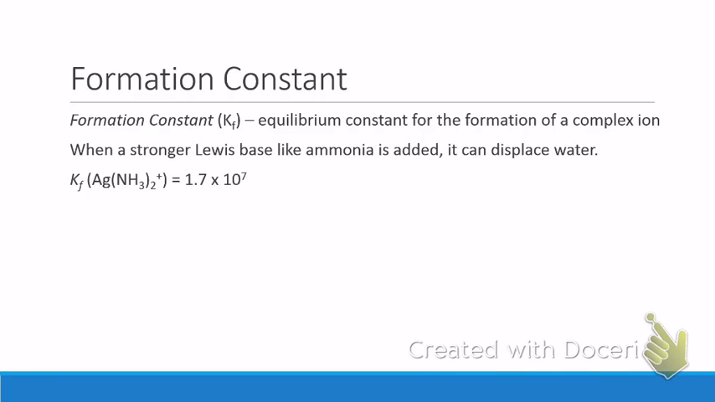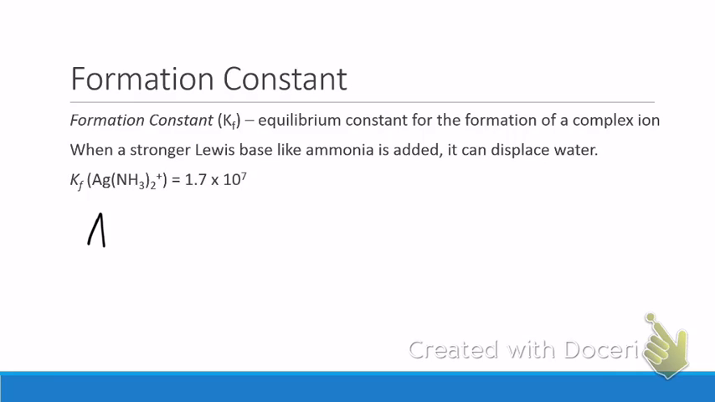And the formation constant, the equilibrium constant for that reaction would be 1.7 times 10 to the negative 7. Oh, sorry, 1.7 times 10 to the positive 7. I've gotten so used to negative equilibrium constants here. So as you can see, that's a pretty large equilibrium constant, and so the reaction is going to favor products.